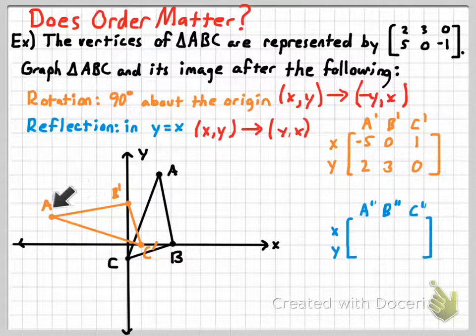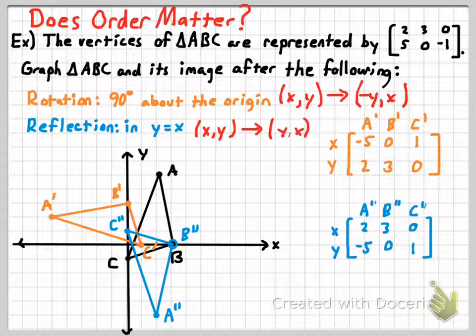So there we go. Now let's take that and let's reflect it in the line of y equals x by switching its x and y coordinates, which would give us 2, negative 5 for A double prime, 3, 0 for B double prime, and 0, 1 for C double prime. And here is that graph. Hopefully you can see that blue and orange triangle are reflections in the line of y equals x.